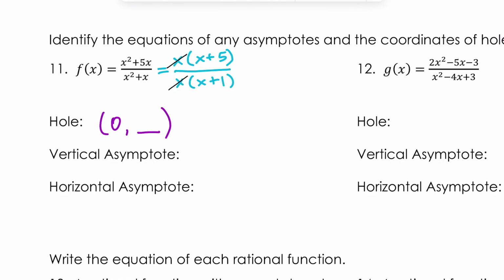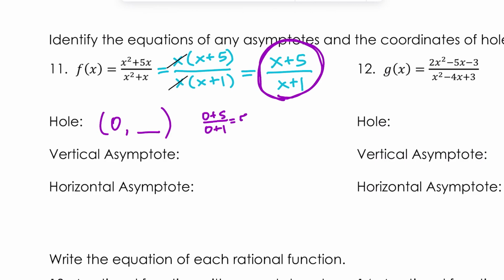Okay, and we're going to use this simplified version to find what y value it is. So once I know it's 0, comma, something, I can plug in 0 into this simplified function. So plug in 0, 0 plus 5 over 0 plus 1. So it's just 5 over 1, which is 5. So 0, comma, 5 is where the hole will be in this equation.